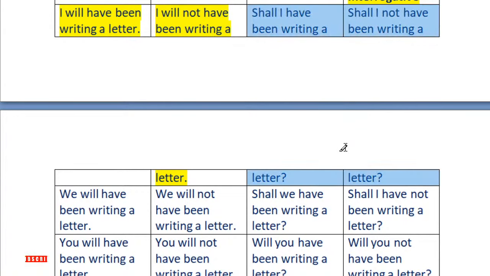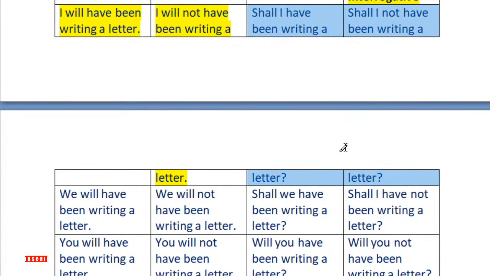Then let us see other examples. We will have been writing a letter, we will not have been writing a letter. Shall we have been writing a letter? Shall we not? Then you will have been writing a letter, you will not have been writing a letter. Will you have been writing a letter? Will you not have been writing a letter? Then he will have been writing a letter. It's negative, he will not have been writing a letter. Will he have been writing a letter? Will he not have been writing a letter?